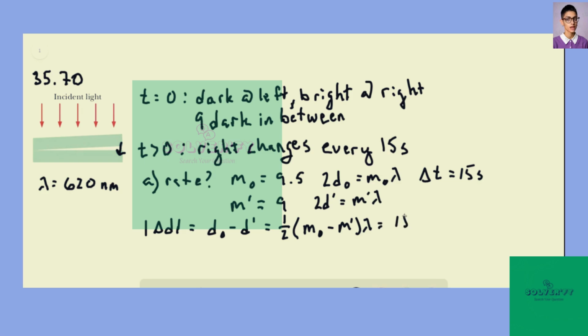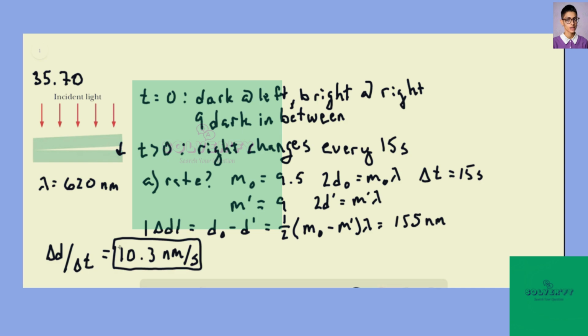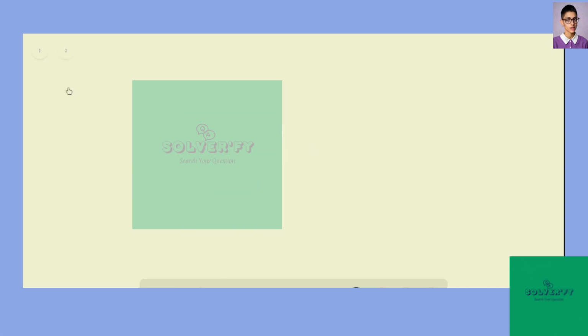This is 155 nanometers. And so then the rate is just the distance it travels and the time it's traveling, because we're told the rate is constant. And so it's moving at 10.3 nanometers per second. So far, so good.